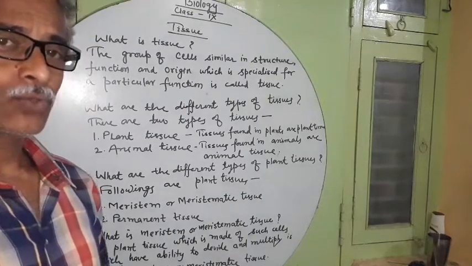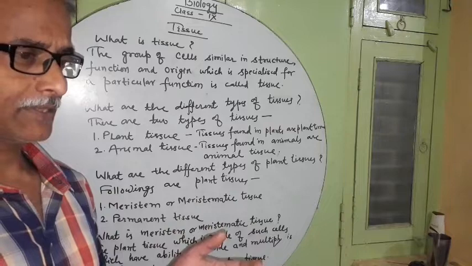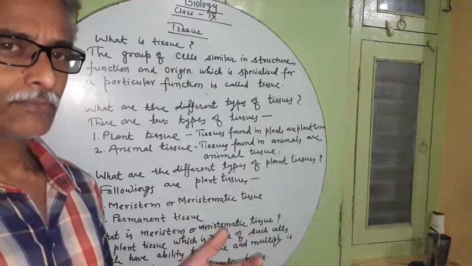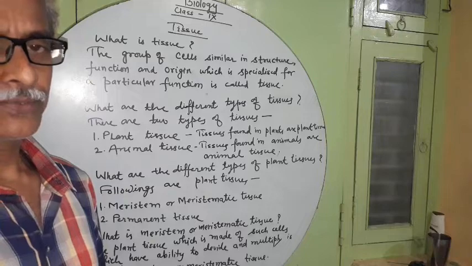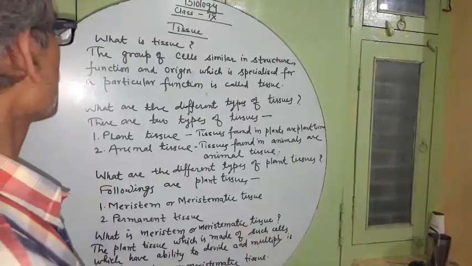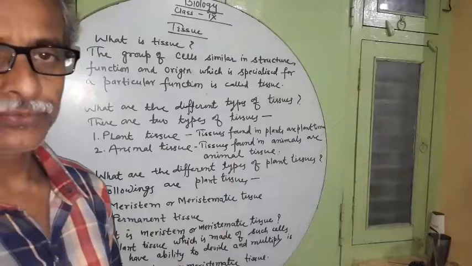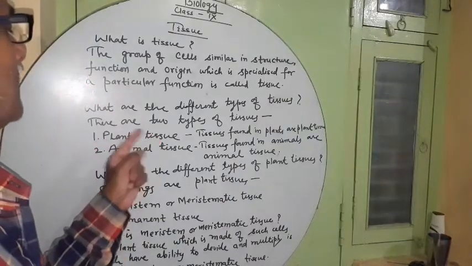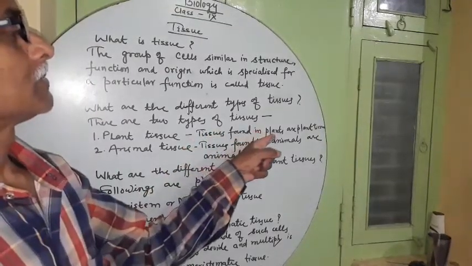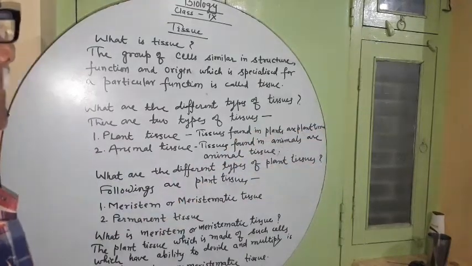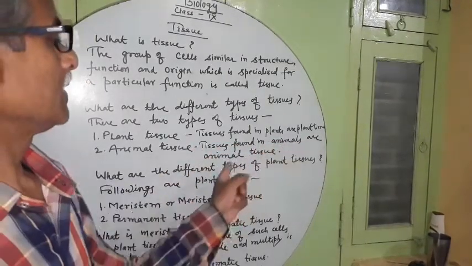As we have studied two different types of organisms, plants and animals, and these are found multicellular. So in these organisms, tissues are found. That's why there are two types of tissues: plant tissue and animal tissue. Tissues found in plants are plant tissue, while the tissues found in animals are animal tissue.